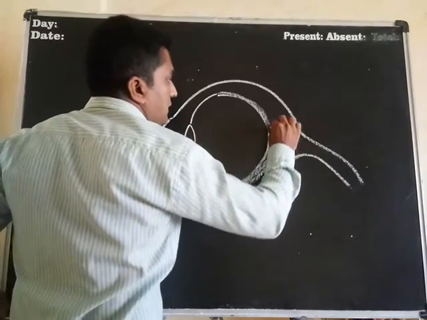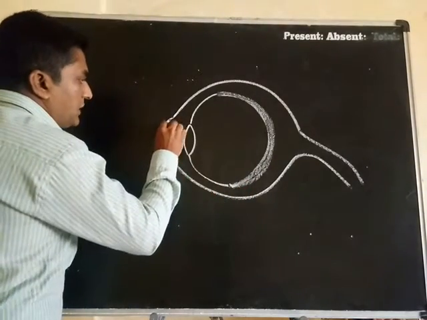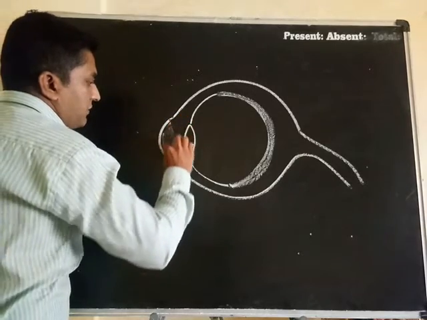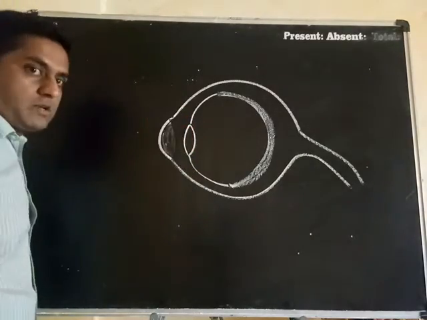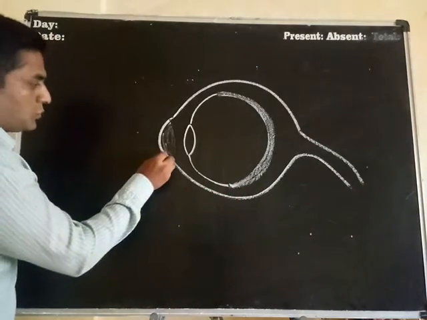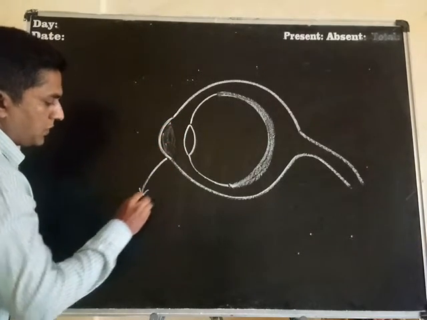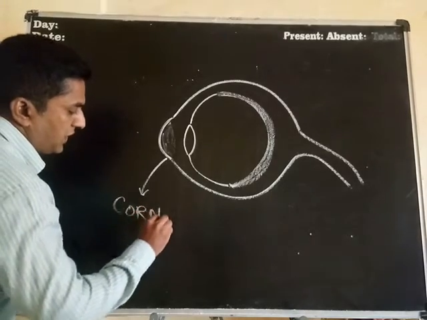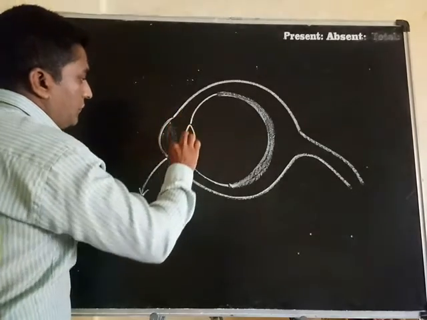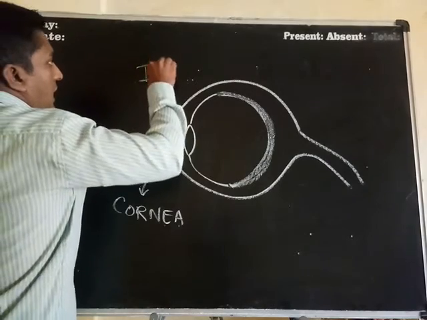So this is the retina of the human eye, which works like a screen. Here, this portion is called the iris, everybody. Okay, so first of all, let me label this human eye diagram. See everybody, this convex shape is called the cornea. It is called what? Cornea. Right everybody?